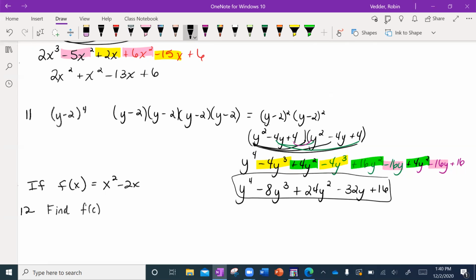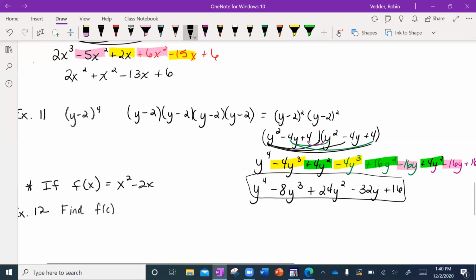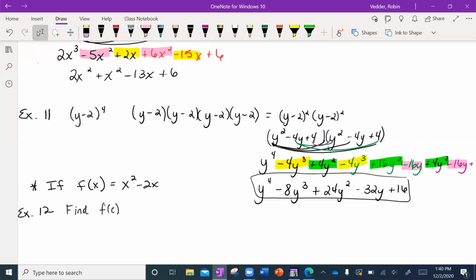And guys, there's so many different ways that you could do it. You could have foiled, and then multiplied. But the important part is that you get the same exact answer.